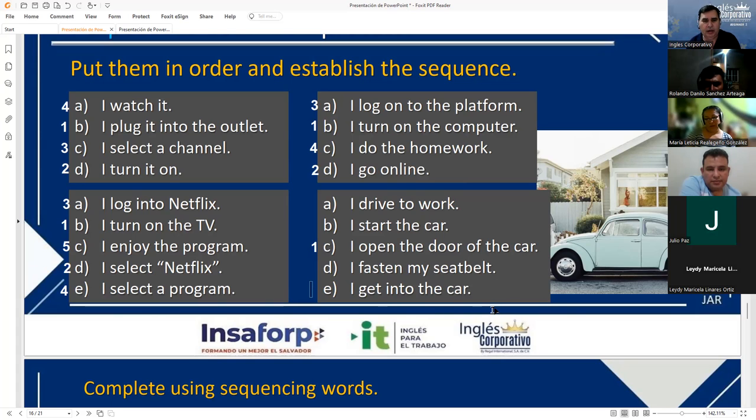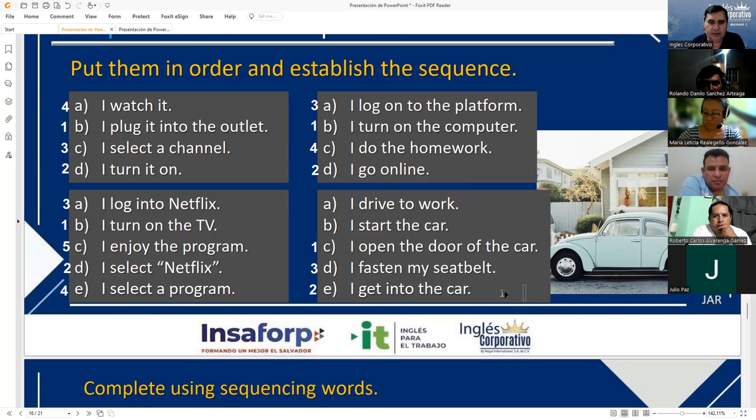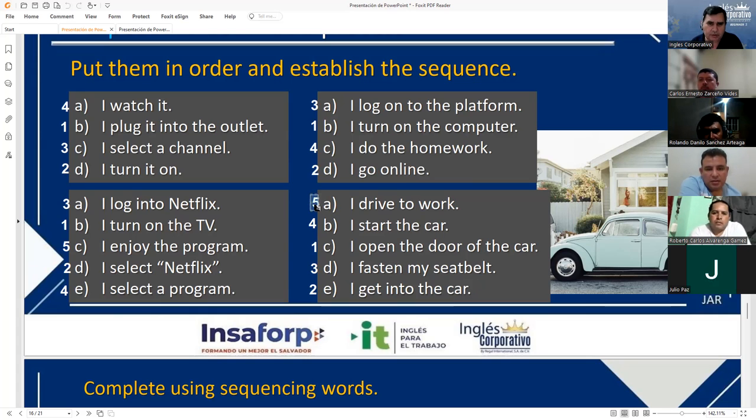I get into the car. After that, I fasten my seatbelt. After that, I start the car. And finally, I drive to work.